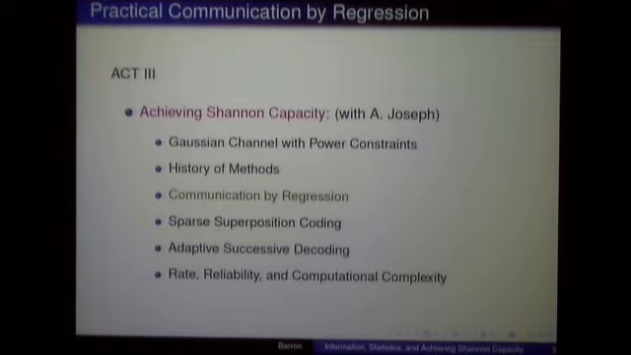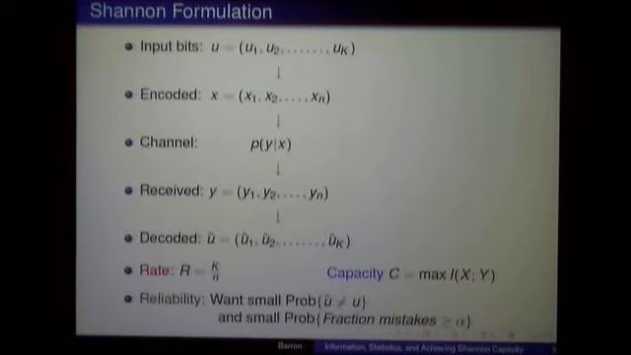So what I want to talk about is achieving Shannon capacity with power constraints by a regression setup, borrowing ideas from statistics and from information theory, and using some of these tools. So the formulation is that we have input bits. I mean, this is just the standard information theory setup at first. We have input bits U1 through UK. So there are 2 to the k possible choices, and each is equally likely to come as an input to be a message to be encoded.